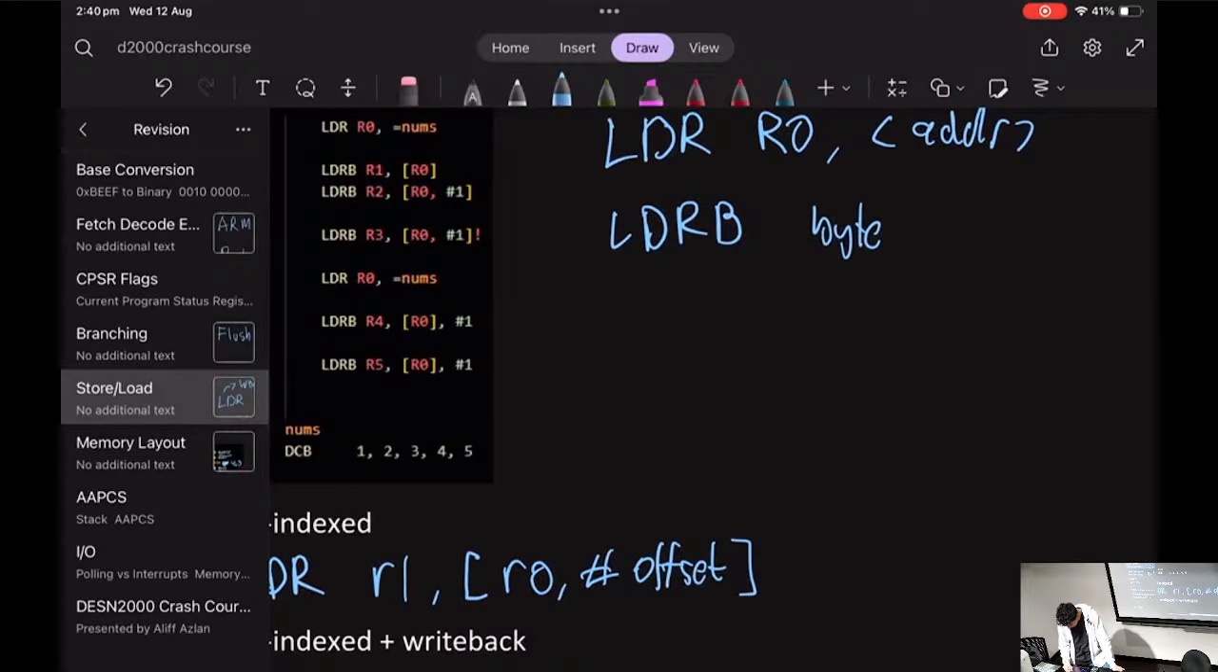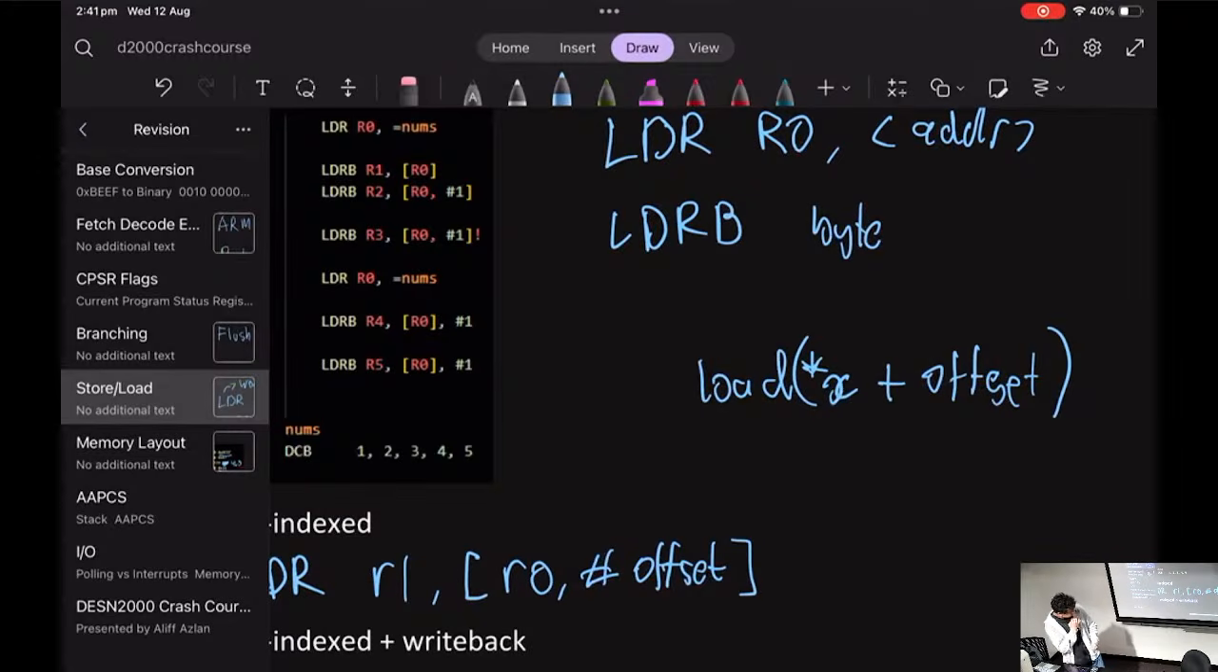If you want to think about it in C code, let's say we had a pointer. You guys are familiar with pointers in C, right? All right. So let's say I had a pointer. What that does is it increments it by the offset first, and then it loads it in. So it will look something like this, if you want to think of it as a C-type pseudocode version. It just adds on the offset and then loads.